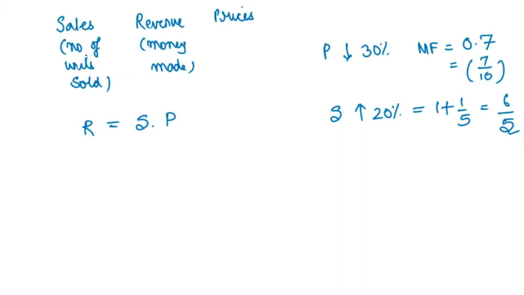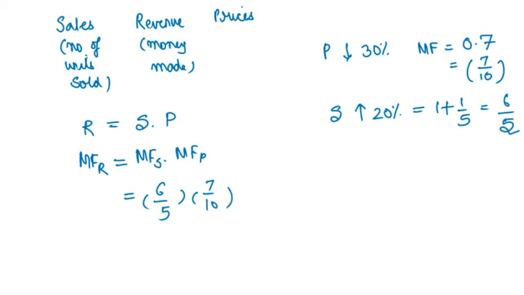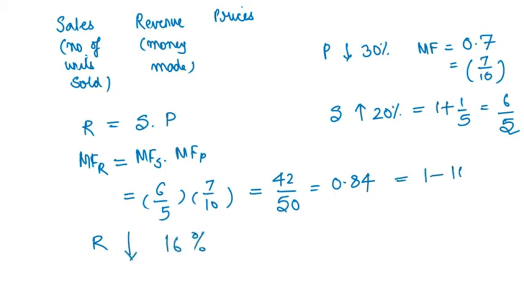So he is asking what is the change in revenue. So what is the multiplying factor of revenue? The multiplying factor of revenue is equal to the multiplying factor of sales into the multiplying factor of price. Sales is 6 by 5. Price is 7 by 10. So the multiplying factor of revenue is 6 into 7 is 42, 42 by 50. That is equal to 0.84. Therefore, revenue has come down by 16%, because this can be written as 1 minus 16%.